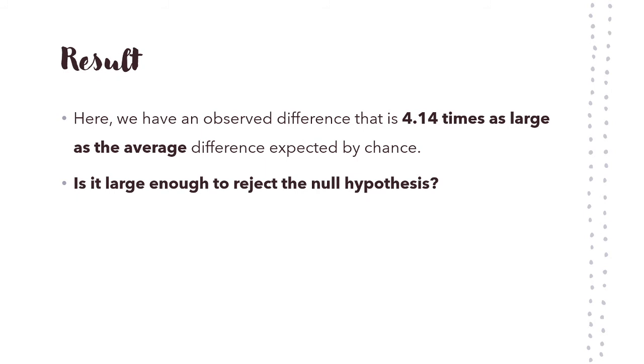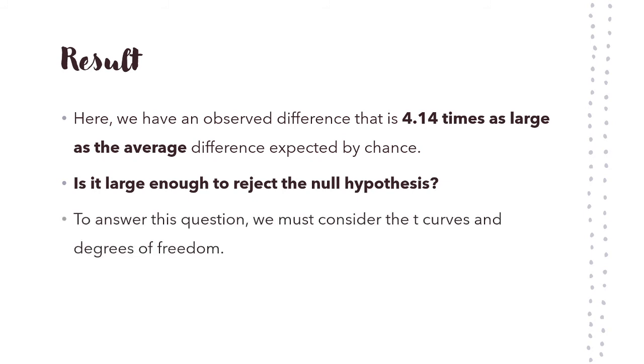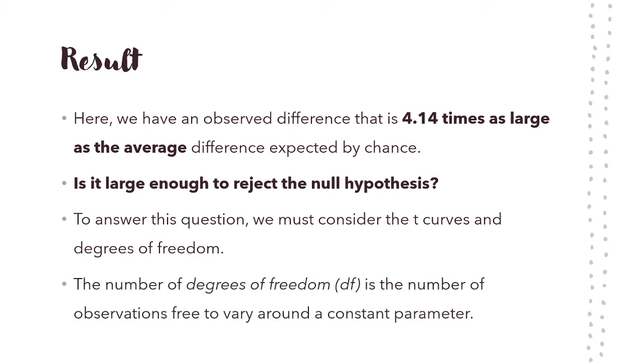So hindi siya diretso na we will reject. So we will need to further investigate. Kasi nga, it's greater than 1, di ba? So it's not by chance alone, but is it large enough to reject the null hypothesis? So we will need to further investigate by considering the t-curves and the degrees of freedom of our sample. So the number of degrees of freedom is the number of observations free to vary around the constant parameter of our sample. So we will now decide if we will need to accept or reject.